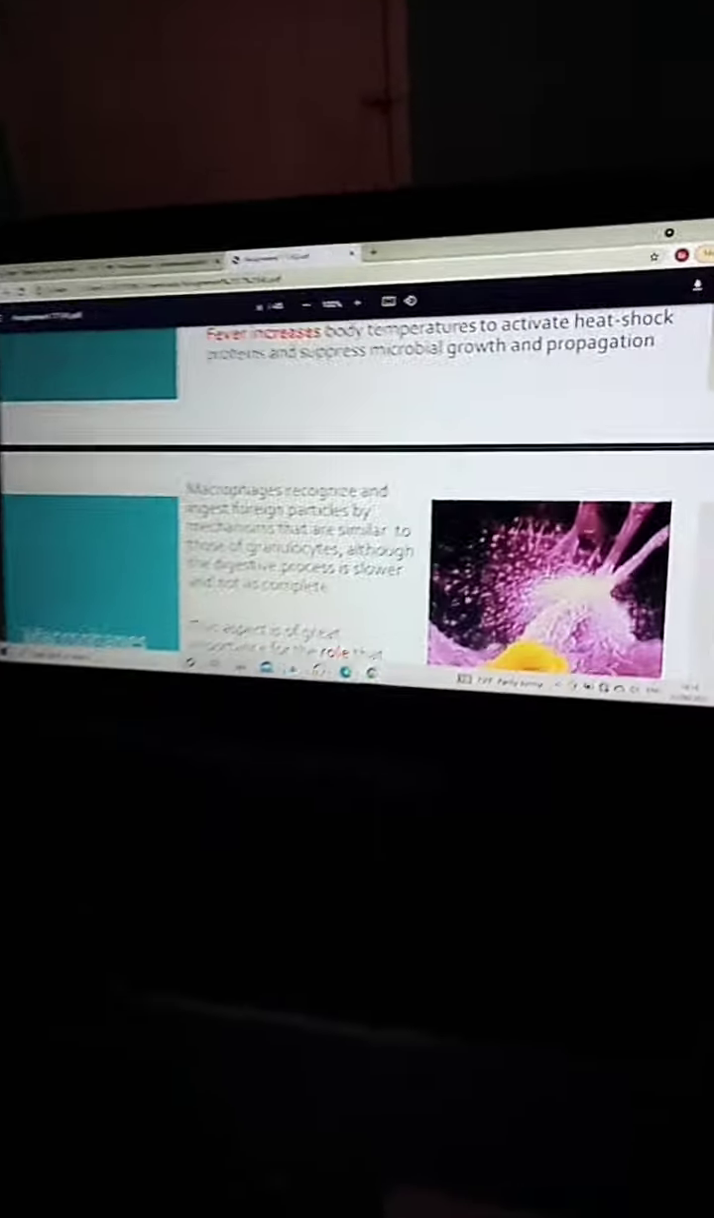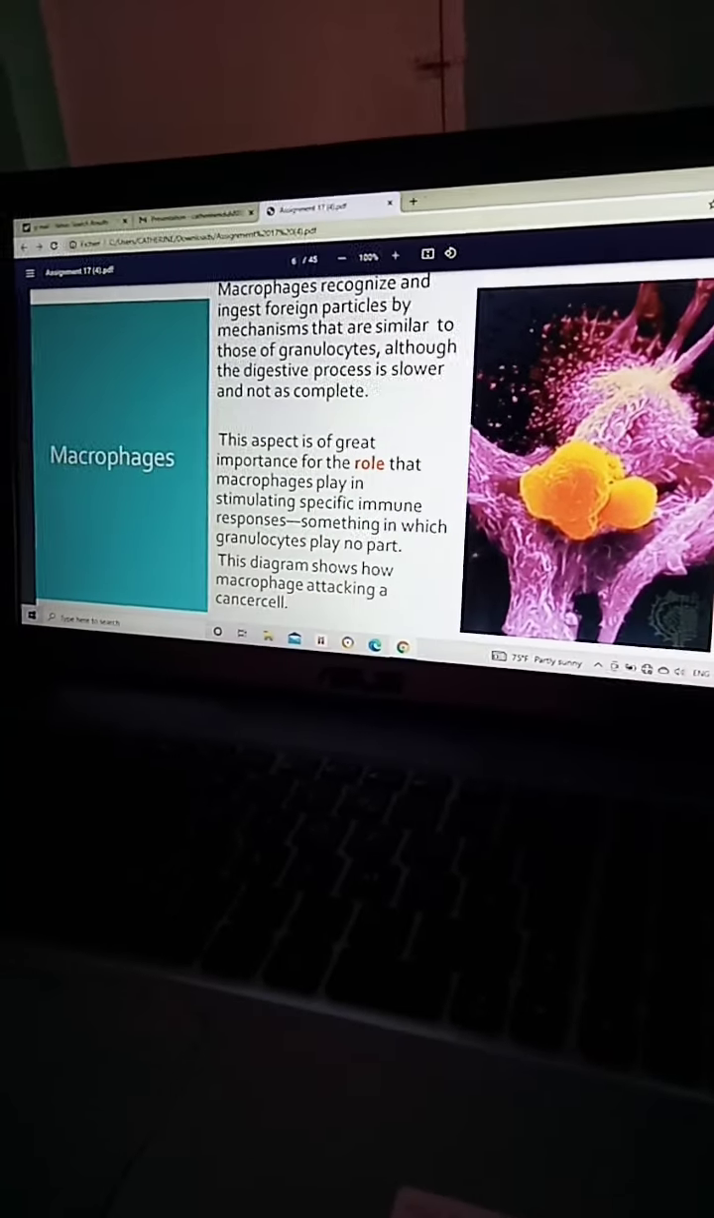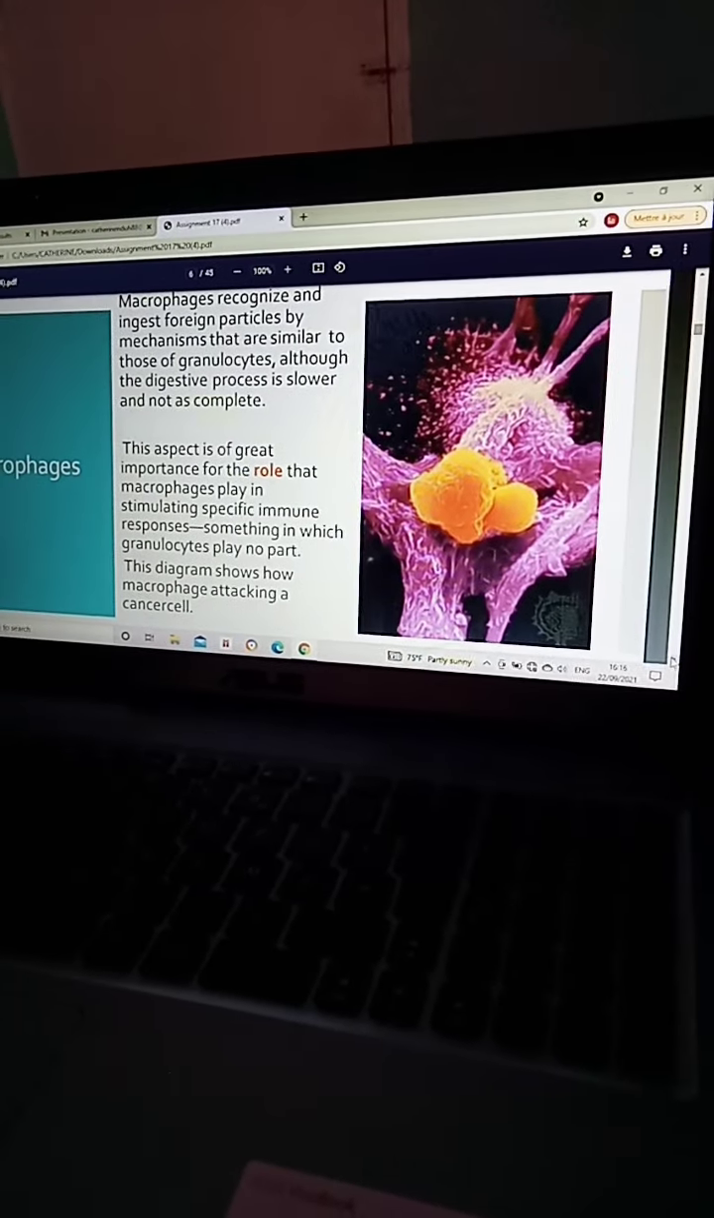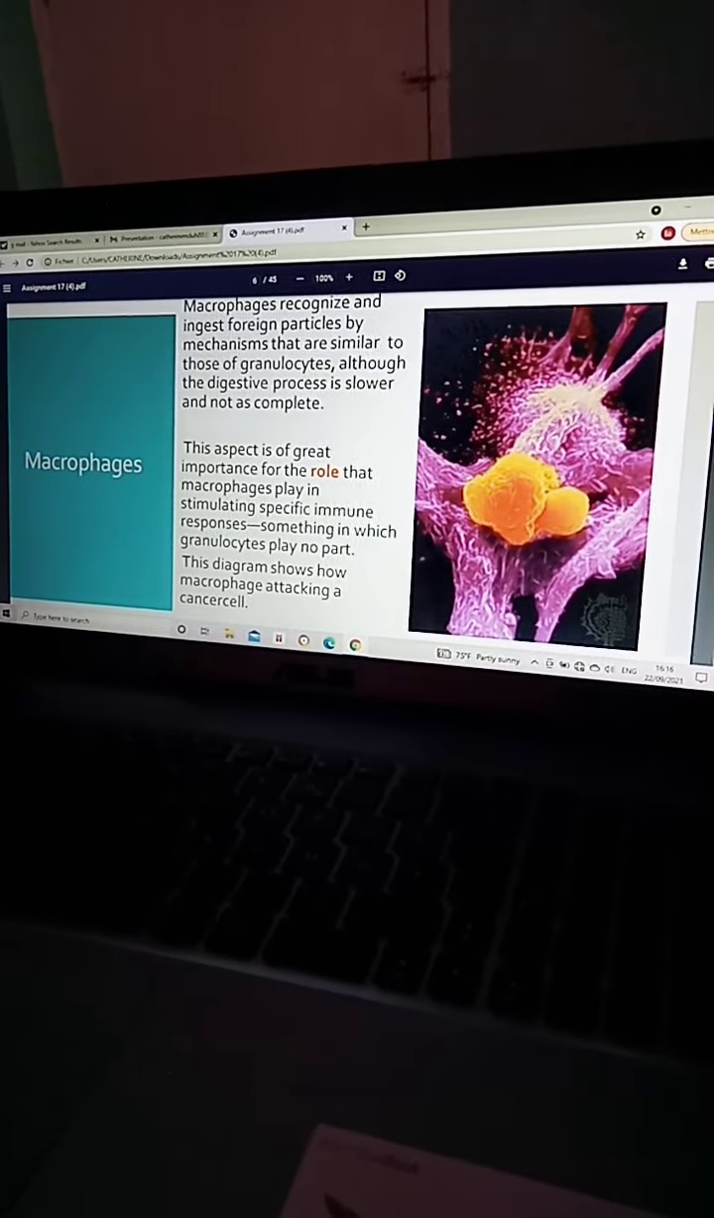Antimicrobial proteins regulate immune activities within the body, while fever increases body temperature to activate heat shock proteins and suppress microbial growth and propagation. This is a diagram of a macrophage. This aspect is of great importance for the role that macrophages play in stimulating specific immune response, something in which a granulocyte plays no part.